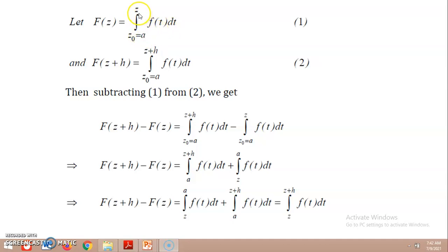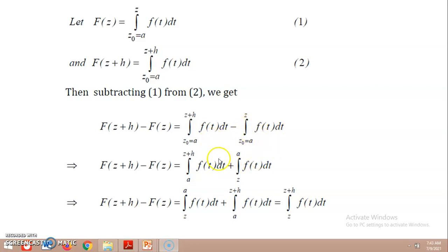A is a fixed point and z is a variable, and a neighborhood of z is z plus h, which means small variations in z. So what is this difference? F(z plus h) is the integral of f(t) dt from the fixed point a to z plus h. Subtracting these two, we make the definition of derivative, so we get the integration of f(t) dt over a to z plus h minus the integration of f(t) over a to z.